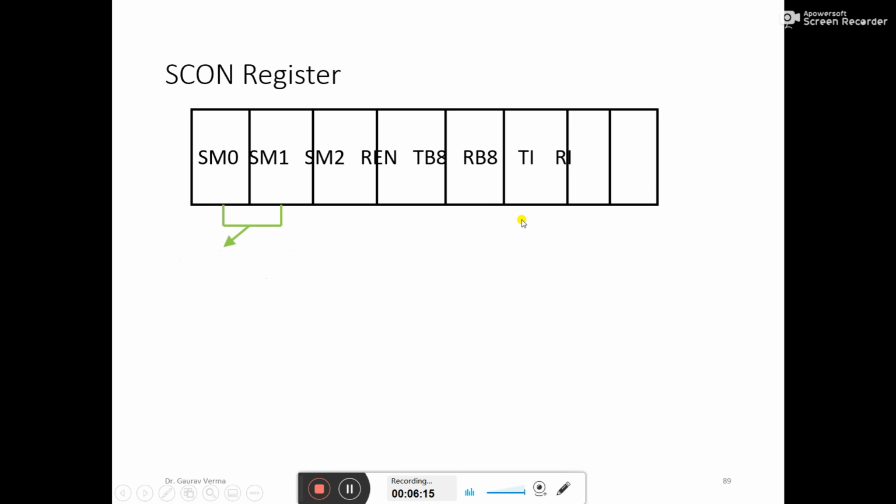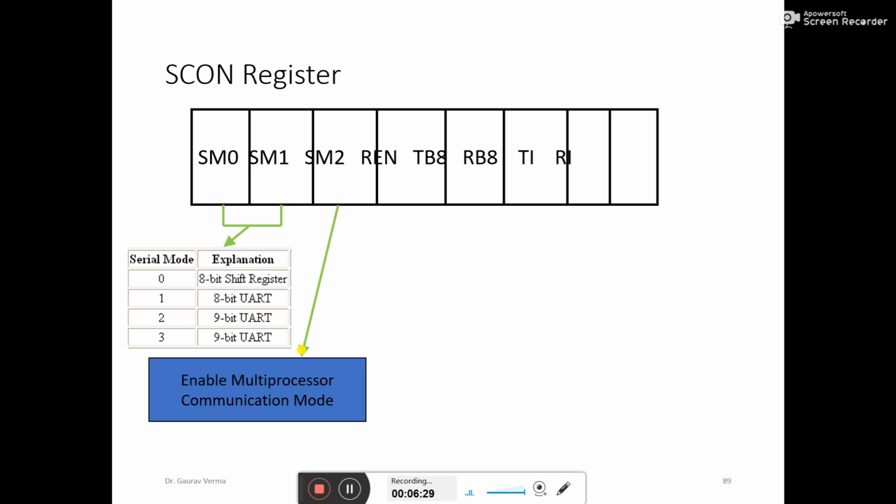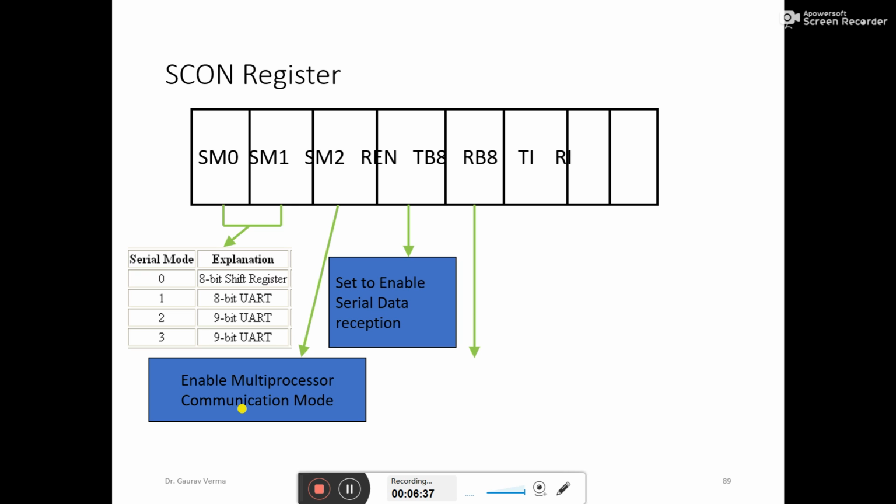So this is the serial control, and it has SM0 and SM1. There are 4 modes: 8-bit shift register, 8-bit UART, and 9-bit UART. SM2 enables multiprocessor communication mode. REN is the receive enable, set to enable serial data reception. Then TB8 is the 9th data bit sent in modes 2 and 3.